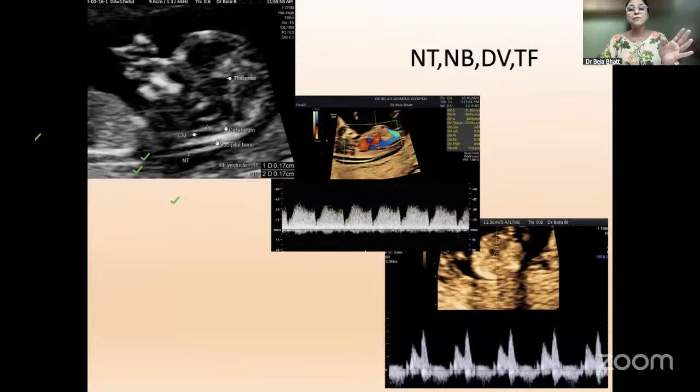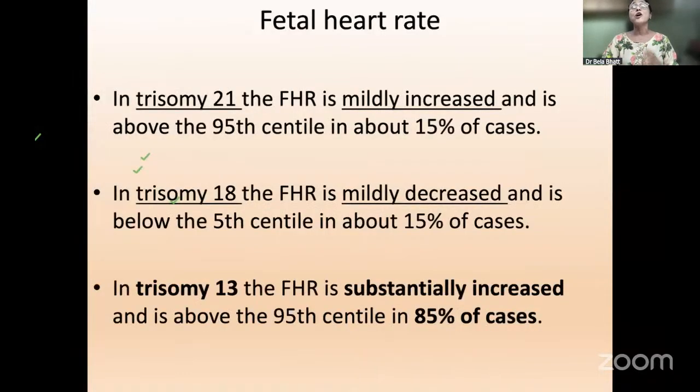So this is the NT-NB image. I'm not going into details of the ductus venosus and tricuspid flow, but these are the markers we take into account for risk calculation for aneuploidy.